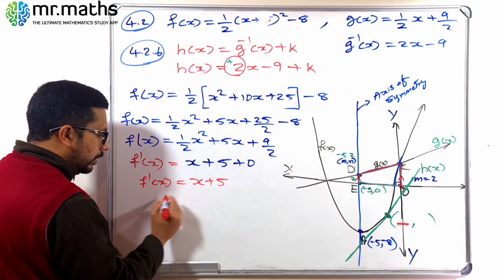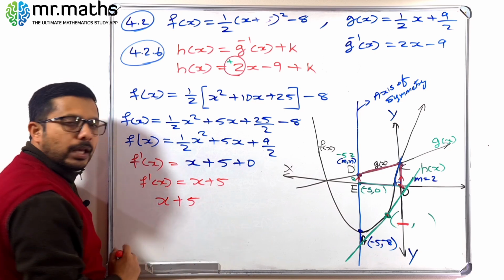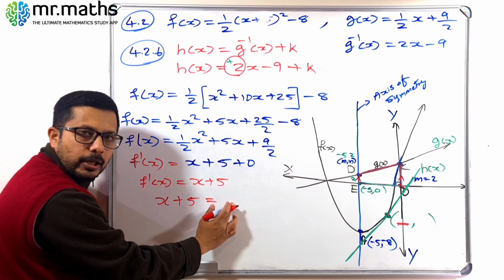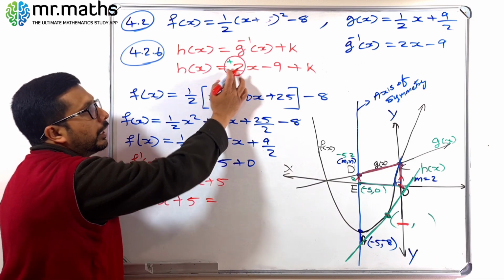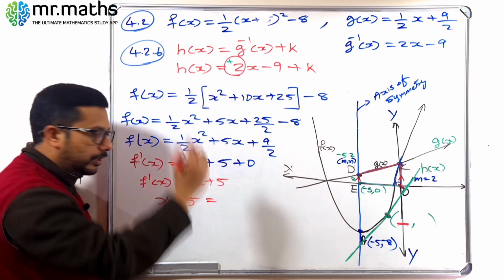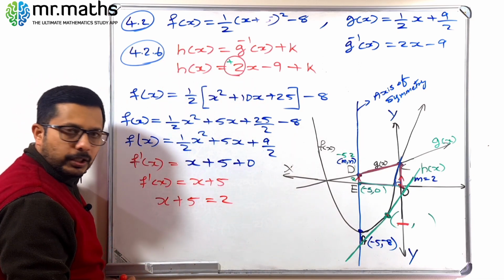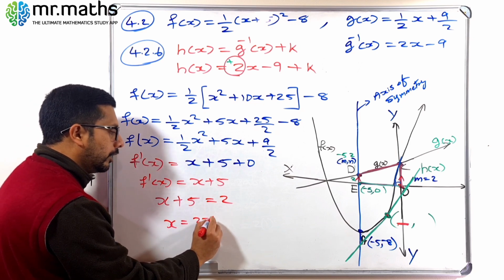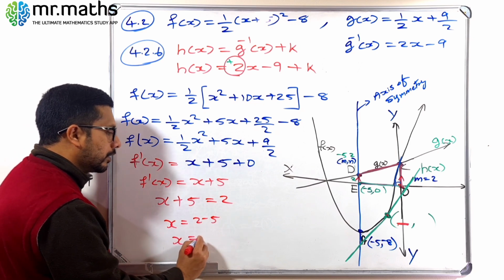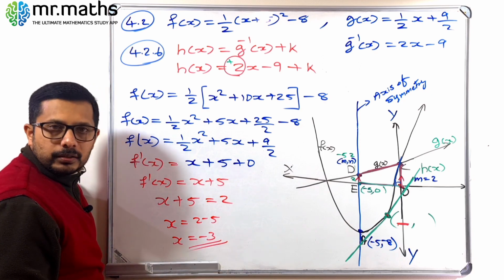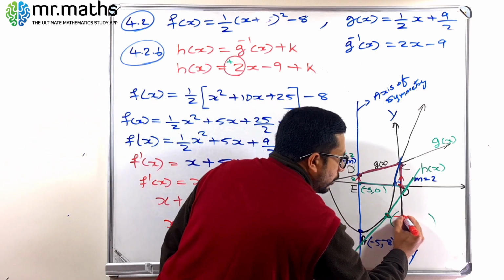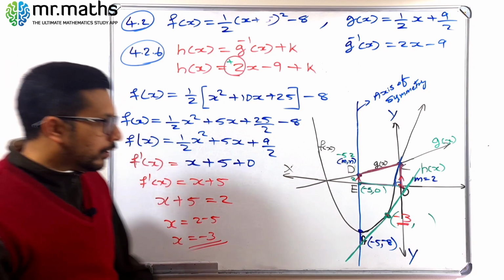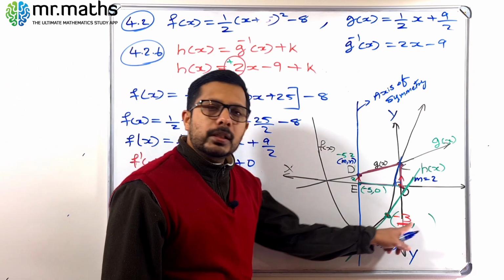So in this derivative, after we substitute the value of x, we are supposed to get the gradient, but we know the gradient. What is the gradient of that tangent? It is 2. So from here what is the value of x? x is equal to 2 minus 5, that is x is equal to minus 3. So we got the value of x at this point, it is minus 3.